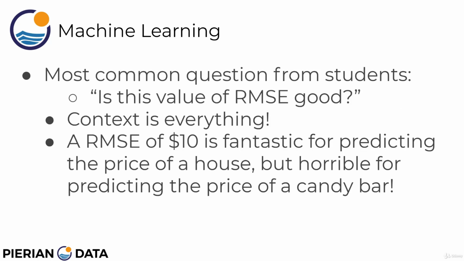Now, the most common question again I get from students is, hey, is this value of root mean squared error I got good? And as always, context is everything. Let's imagine you were performing some sort of machine learning model and you got a root mean squared error of $10. And you're asking me, is this good enough root mean squared error? Well, it really depends on the context of the situation. A root mean squared error of $10 would be fantastic if you're predicting the price of a house, since $10 is tiny compared to the average price of a house. But if your machine learning model was supposed to predict the price of a candy bar based on its features, and your root mean squared error was $10, that's actually really bad.